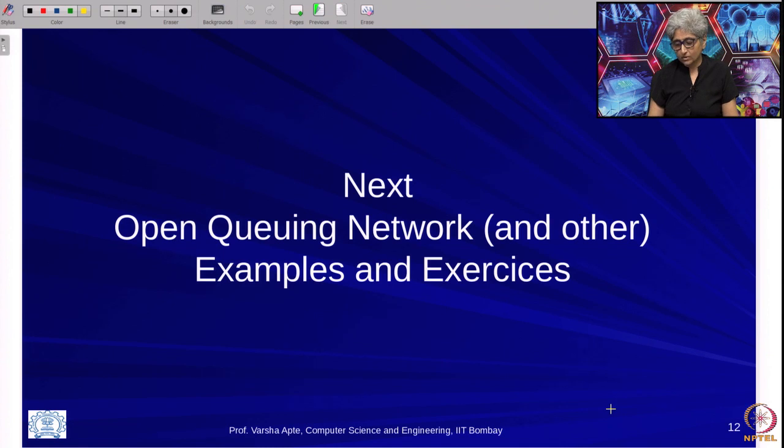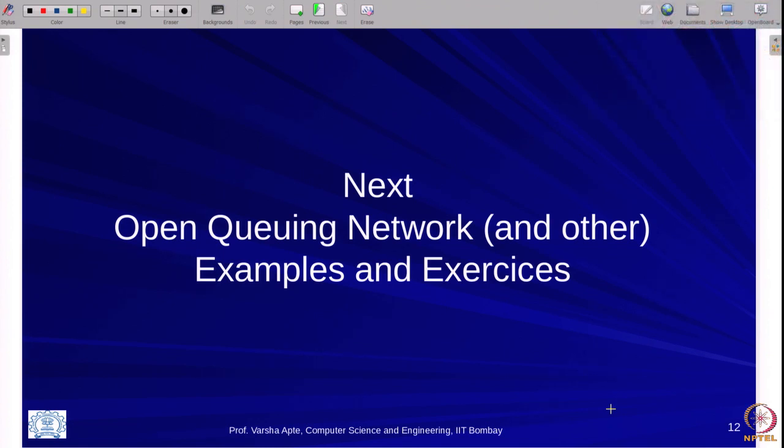So, this actually concludes our open queuing network topic, and in the next class we will be studying some examples and exercises from not only open queuing networks, but other topics that we have covered till now.